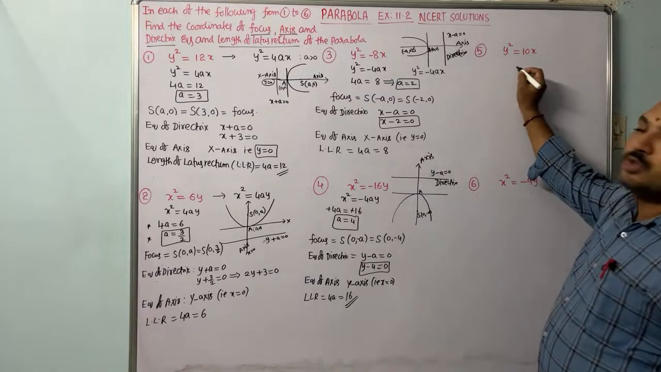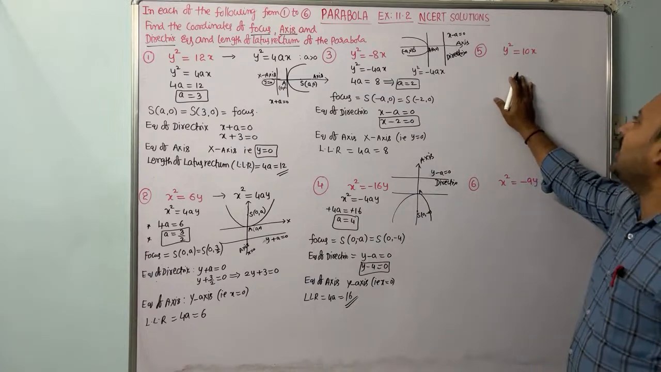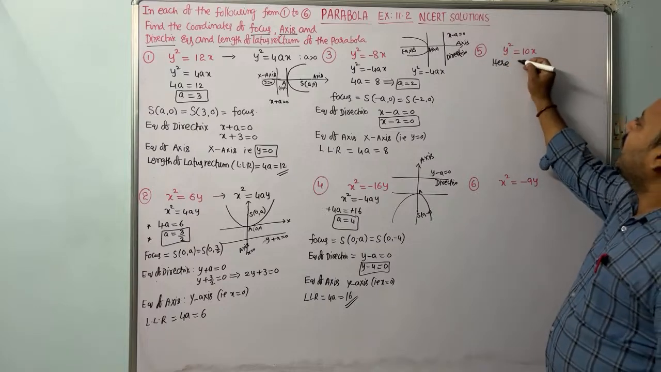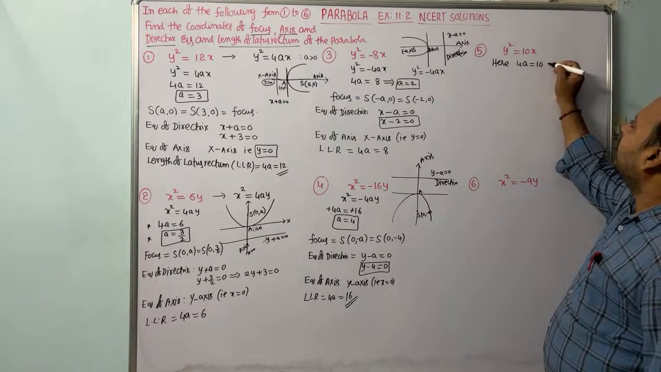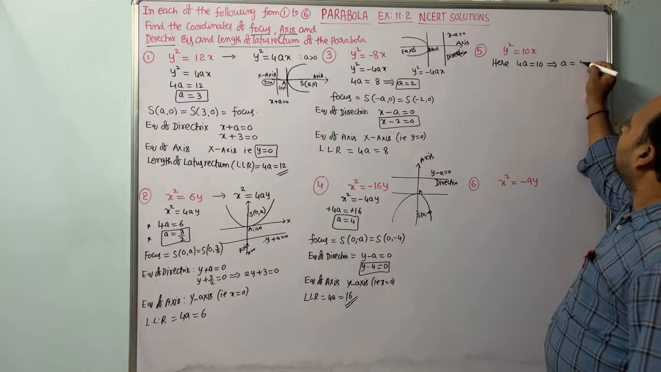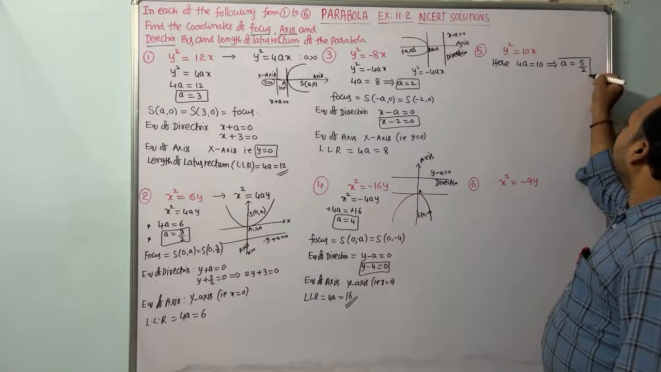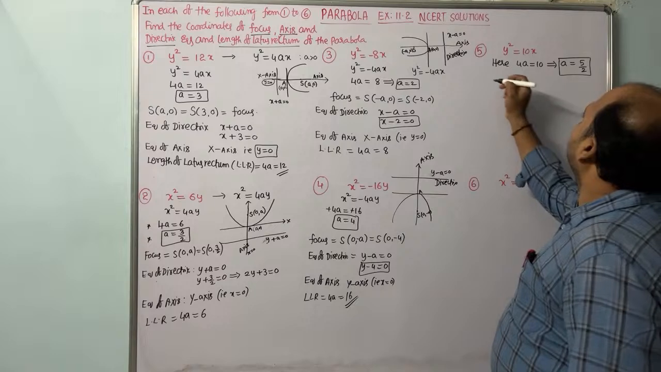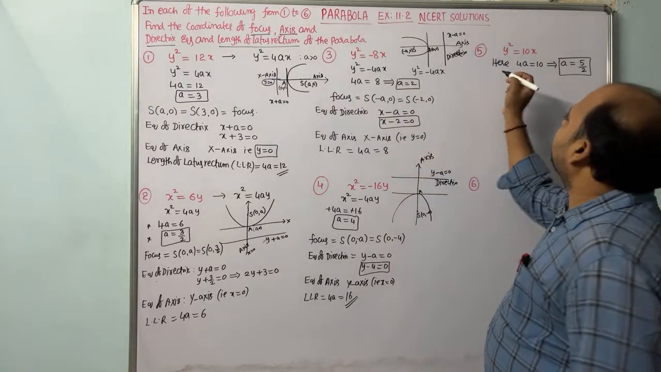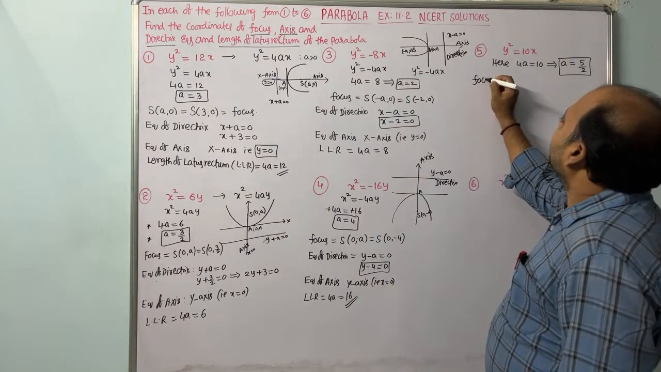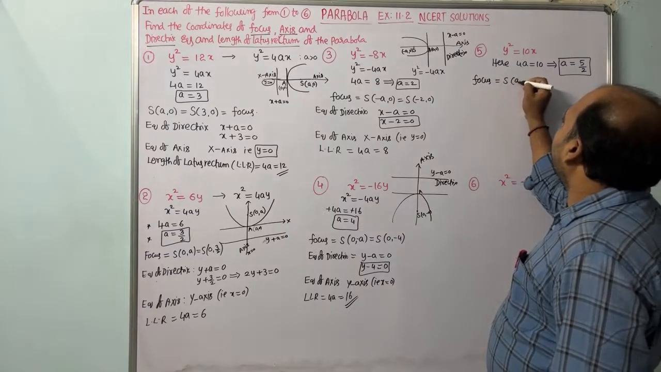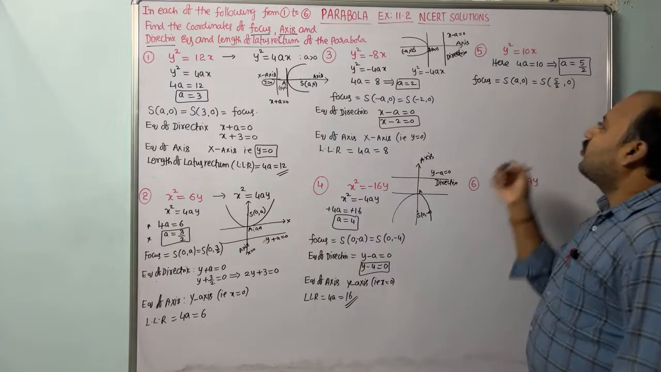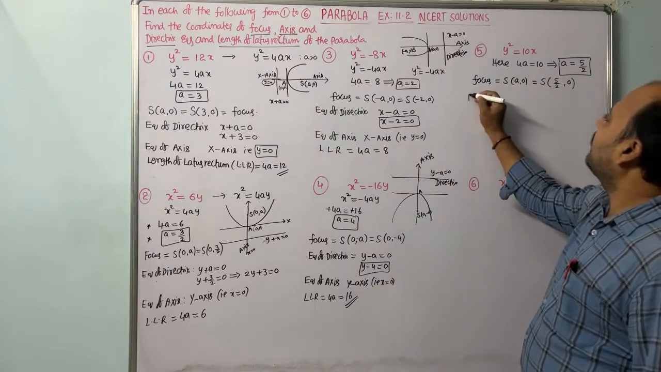Okay, students, now we'll go to question number 5 and 6, directly I am writing. So here, this equation is compared with y square is equal to 4ax. 4a is equal to 10. That implies a is equal to 10 by 4, which is 5 by 2. So the a value we got. After getting the value of a, y square is equal to 4ax means what is the focus? S of a comma 0, that is equal to S of 5 by 2 comma 0. Focus we got it. Next, equation of directrix.